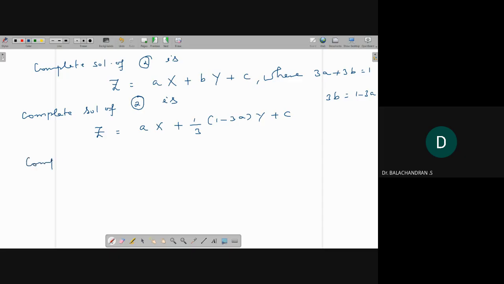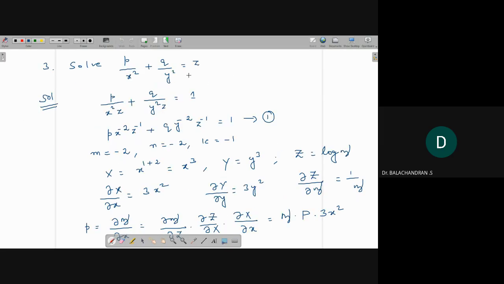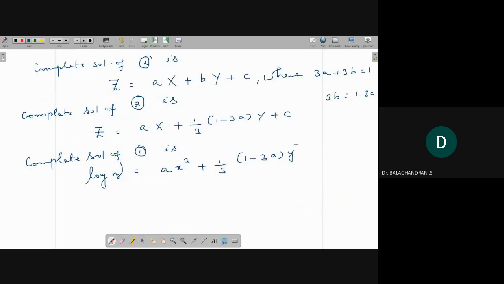So the complete solution of equation 1 is capital Z, with the substitution log Z. Log Z is equal to A into capital X, which is X cube, small x cube. So everything you should write in terms of small z and small x, plus 1 by 3 into 1 minus 3A into capital Y, which is y cube, plus C. So this is the final answer.